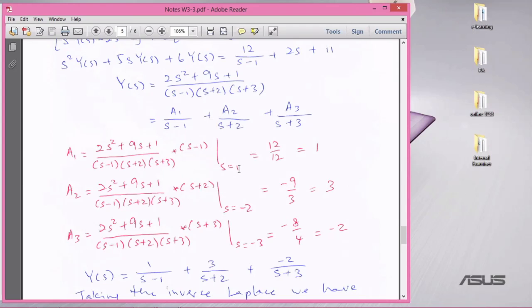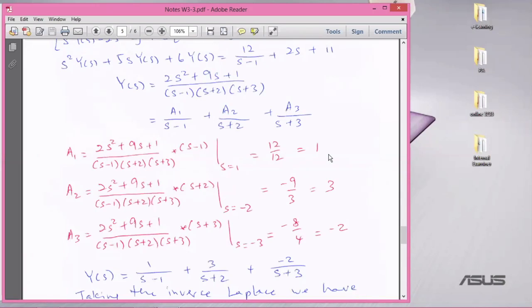Now you just substitute s is equal to 1 in the numerator. So 1 squared is 1, 9 multiplied by 1 is 9. So 2 plus 9 plus 1 is 12. And then you substitute 1 in the denominator. S minus 1 has been cancelled out. So this is 1 plus 2 is 3. 1 plus 3 is 4. 3 multiplied by 4 is 12. And then you get 12 in the denominator. 12 divided by 12 is equal to 1. So there's your value of a1.